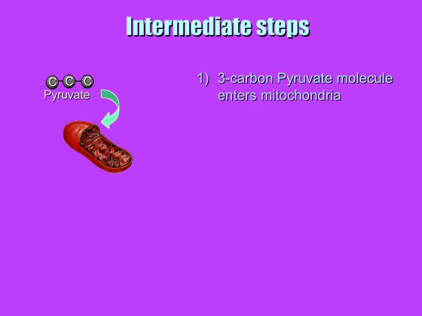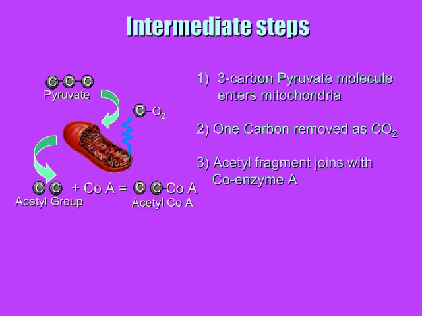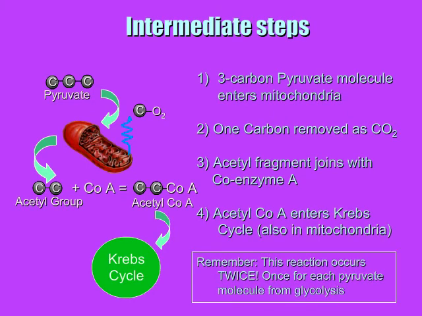In the first part of the intermediate step, each of the 3-carbon pyruvate molecules will enter the mitochondria. 1 carbon of each of the 2 3-carbon fragments will then be removed as carbon dioxide gas. The remaining 2-carbon fragment is an acetyl group, and this will combine with a coenzyme A to form something called acetyl coenzyme A. And acetyl coenzyme A will then enter the Krebs cycle. It's important to realize that this step actually happens twice. That is, it happens once for each of the 2 pyruvate molecules which exited glycolysis and entered the intermediate step.